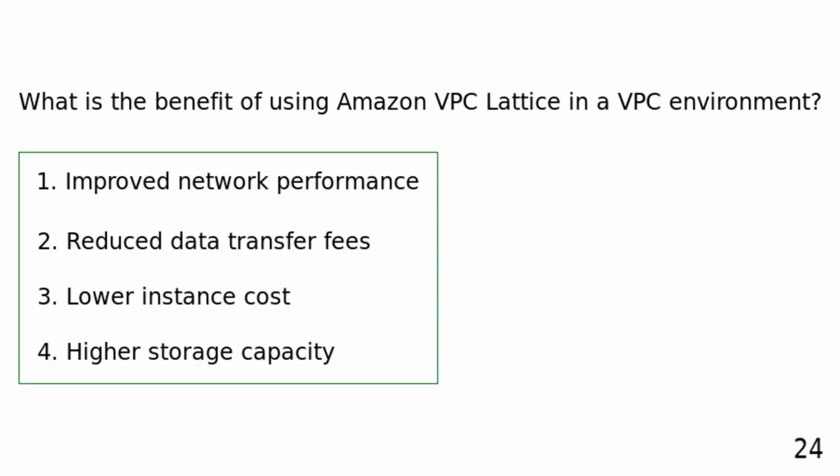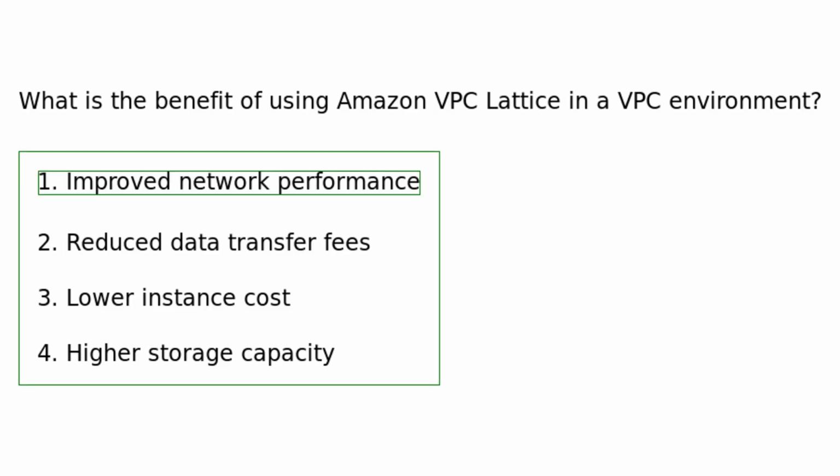What is the benefit of using Amazon VPC Lattice in a VPC environment? Improved network performance. Reduced data transfer fees. Lower instance cost. Higher storage capacity. Using Amazon VPC Lattice in a VPC environment provides improved network performance by establishing a mesh network architecture for better traffic flow.